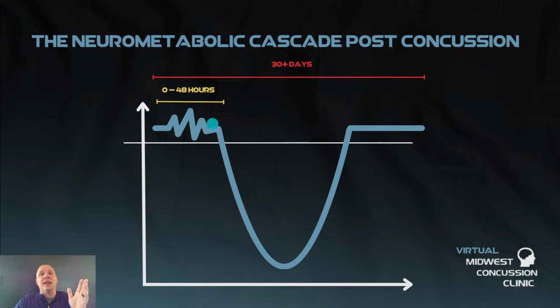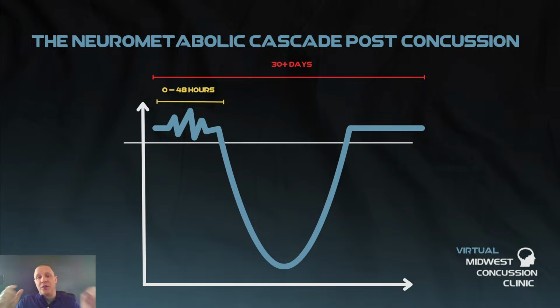And then after that, the energy level and the energy production tanks, right? The brain stops its production of ATP over an extended period of time. And then as the brain heals, it will slowly increase its energy production back to its normal baseline energy level. Again, that neurometabolic cascade usually takes up to 30 days minimum, right? I say minimum. Sometimes recovery timelines take longer than 30 days, right? We look at injury recoveries as a whole, they're very individualized and they take a while.